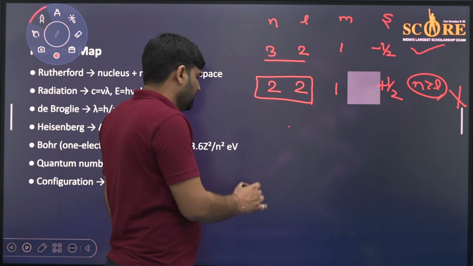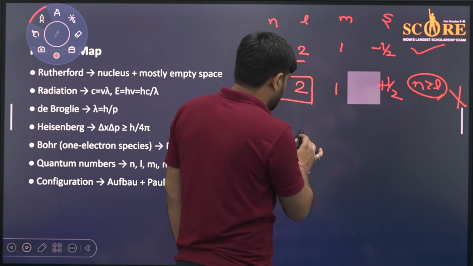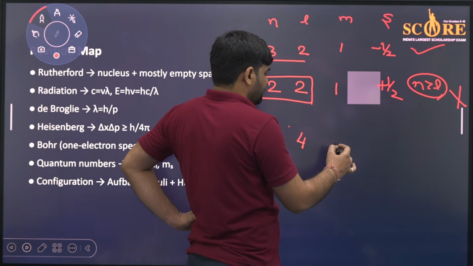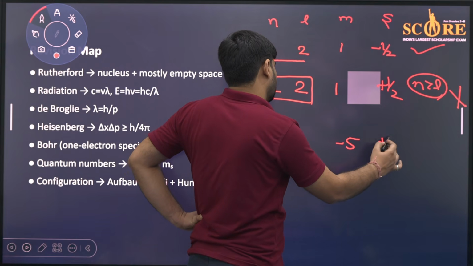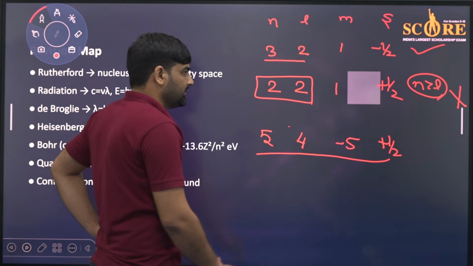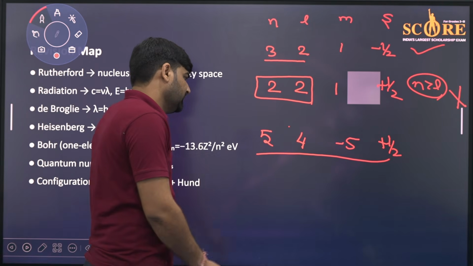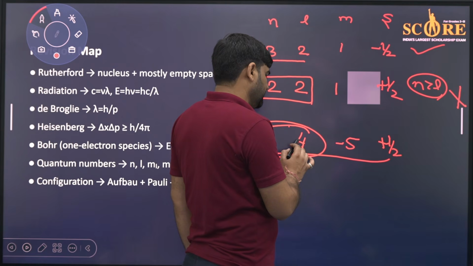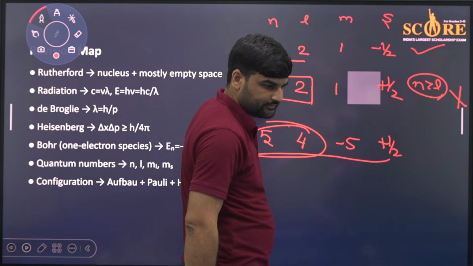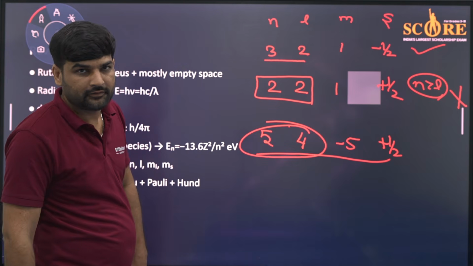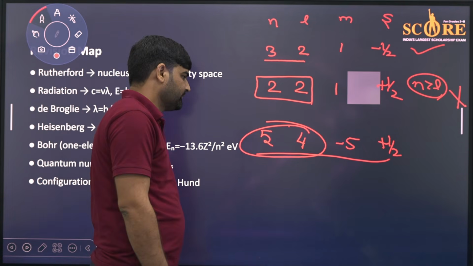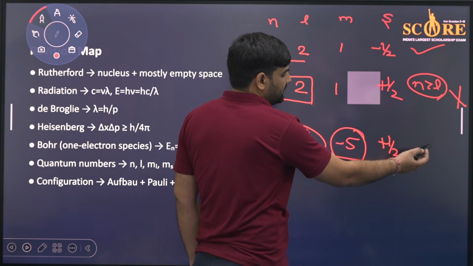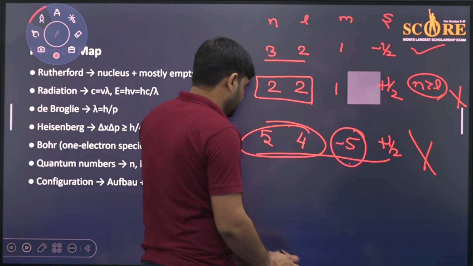Now, the quantum numbers are: principal is 5, azimuthal is 4, then magnetic is minus 5 and spin is plus half. This quantum number set is also incorrect. Why? N greater than L, no issue, but M always ranges from minus L to plus L. Minus L to plus L, M is not matching, so this quantum number set is also incorrect.